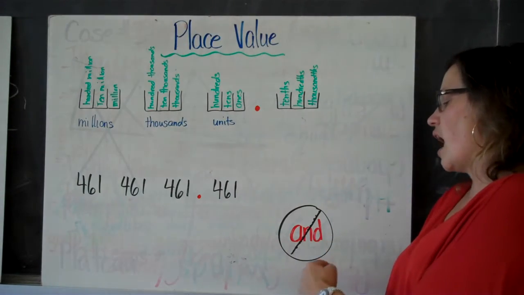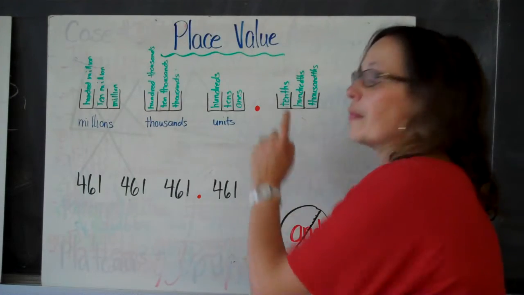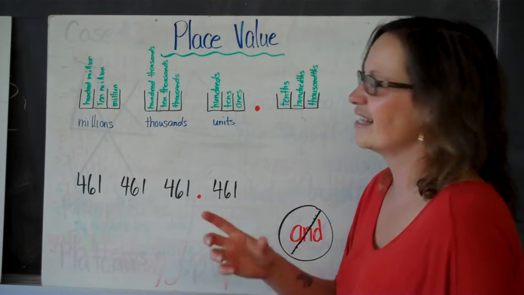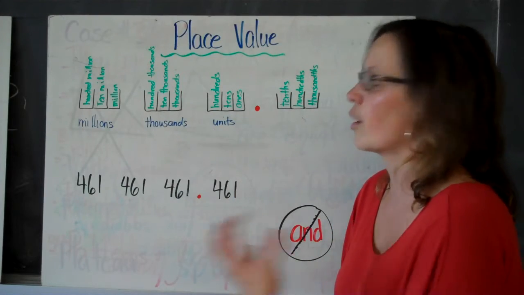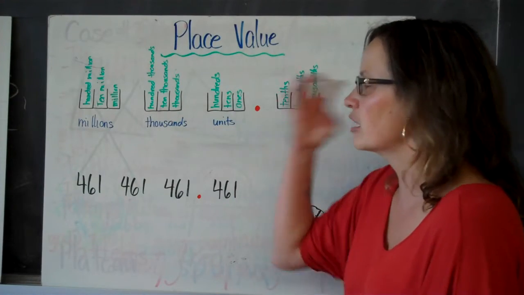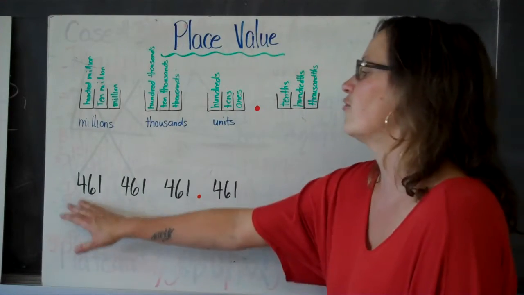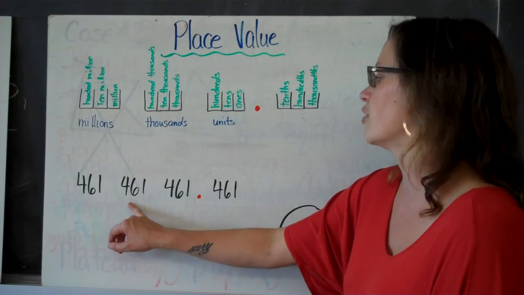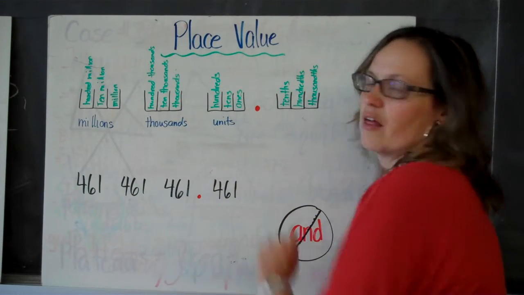Do we notice that the only time I said "and" was when I was saying the decimal, because "and" represents a decimal. And it's tricky. We know that, and sometimes it just comes into our vocabulary when we're saying the word. But we really want to try and remember that when we're reading whole numbers, it's not 461 and 461,000 and 461. The "and" represents the decimal point.